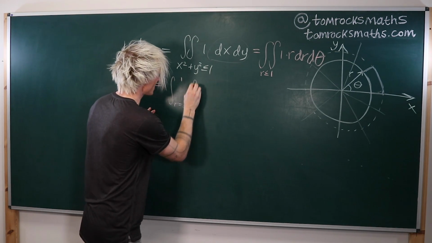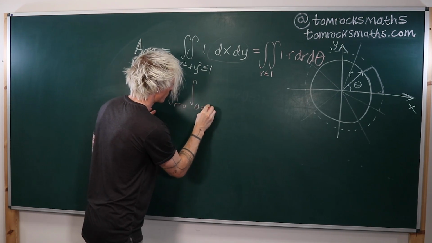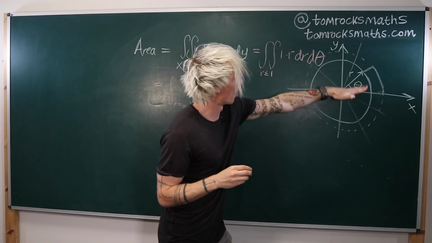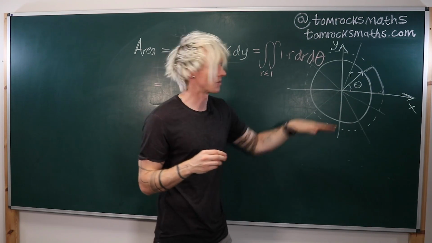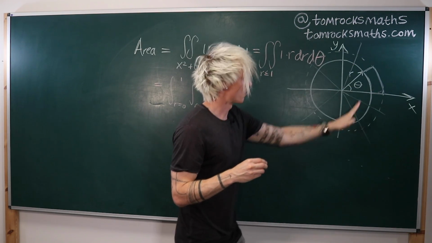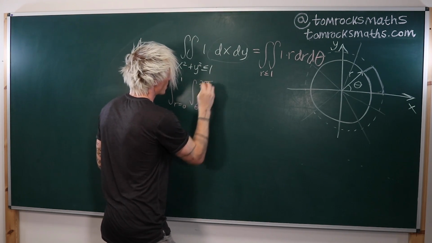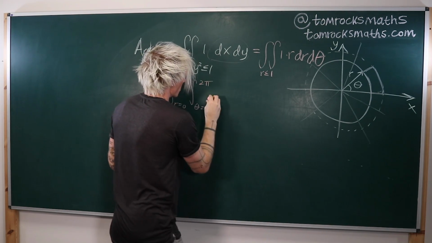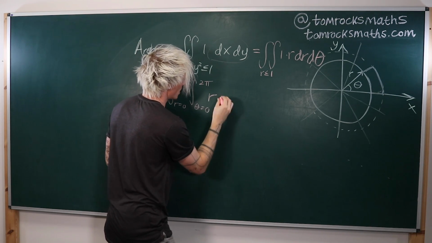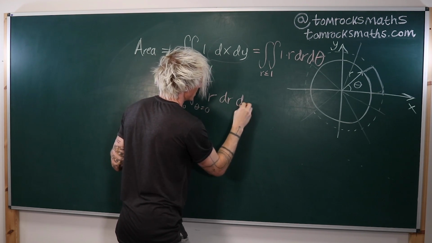And similarly for theta, it's a lot more straightforward because we're going all the way around from 0 on the x-axis right the way through to 2 pi. So our limits are simply theta equals 0 to 2 pi. And again, remembering our Jacobian, r dr d theta.